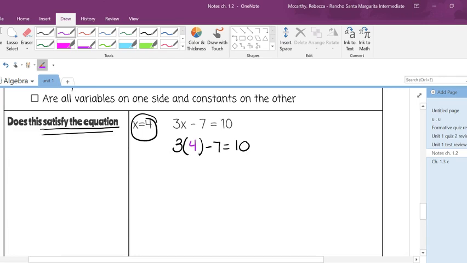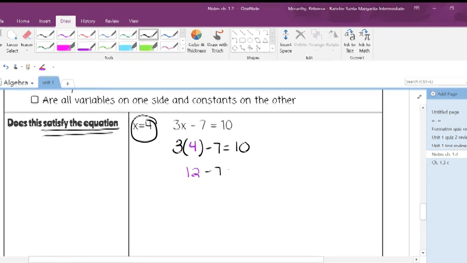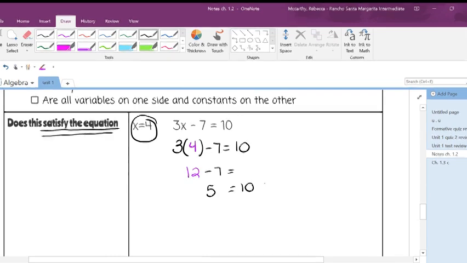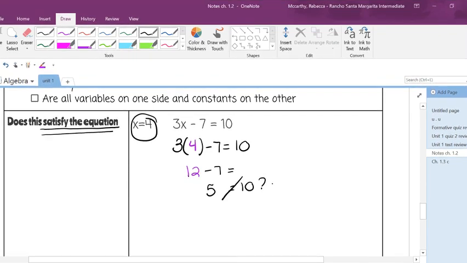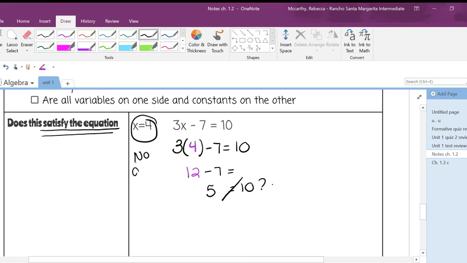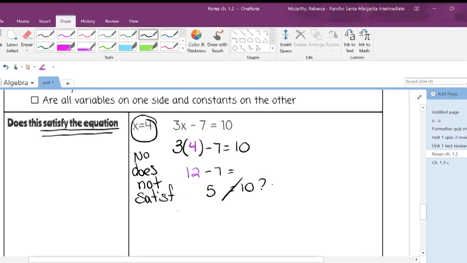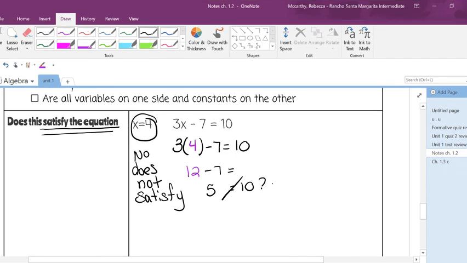And then using order of operations, remember I'm going to do one side. I have 3 times 4 is 12. And I'm going to bring down minus 7. And 12 minus 7 is 5. Does that side equal 10? It doesn't. So this means no, it does not satisfy the equation. So that's what it's asking. Is this an answer? So they're giving you 2 numbers to check, and you're going to pick which one does check.